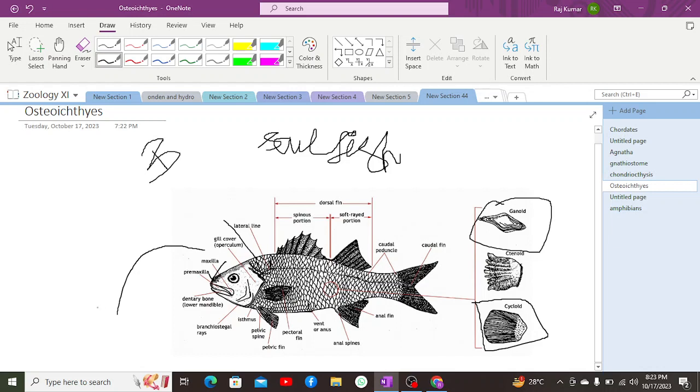Apart from that, they are having a two-chambered heart in which one auricle and one ventricle are present, and four pairs of gills are present. Four pairs of aortic arches are present.